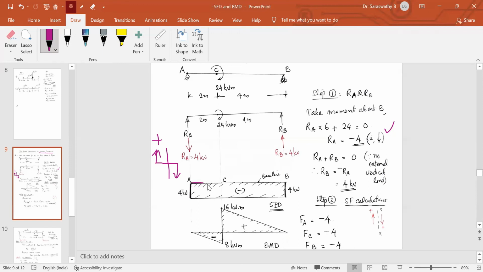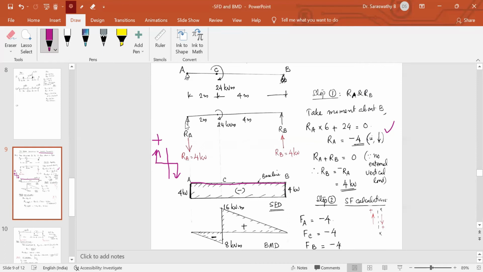So you draw the baseline. I'll first draw the baseline. From the baseline, 4 kilonewton downwards. So it is marked here, 4 kilonewton downwards. Then up to C, there is no load. There is no vertical load up to this. Just to the left of B, the only load is 4 kilonewton downwards. So it is 4 kilonewton marked here. Up to the left of this, it is downward. So 4 kilonewton downwards. Connect it.